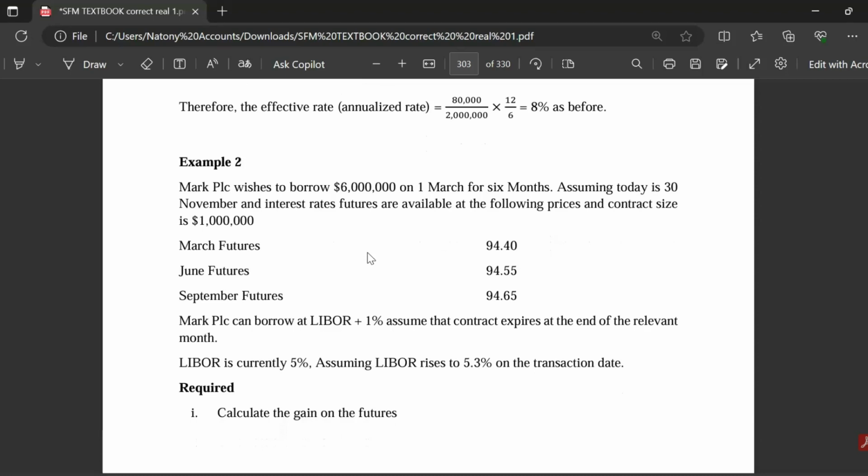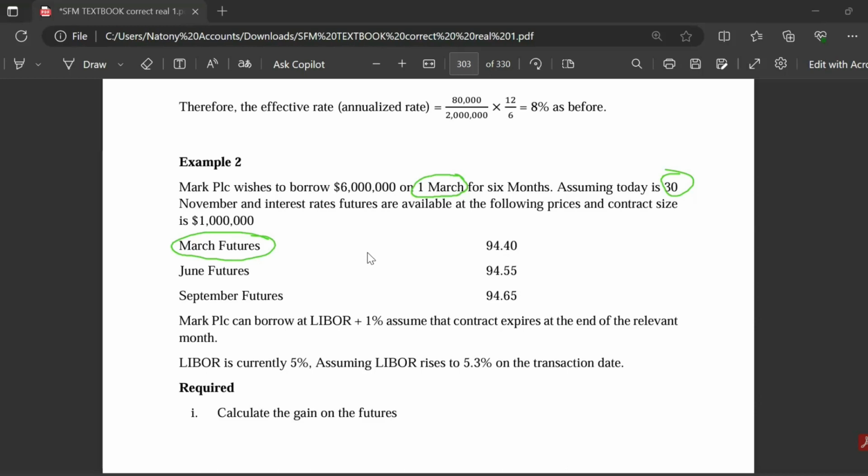Back to our dates. Today is 30 April. And when will be the transaction? The transaction will be on 1 March. So if the transaction will be on 1 March, it means that the company should buy the March futures. But the company can close out the futures before the 31st of March. That's the first decision.